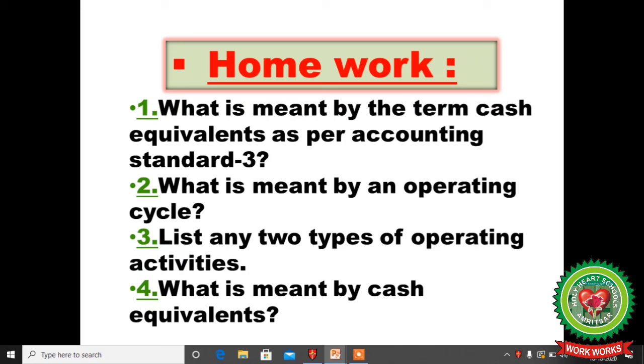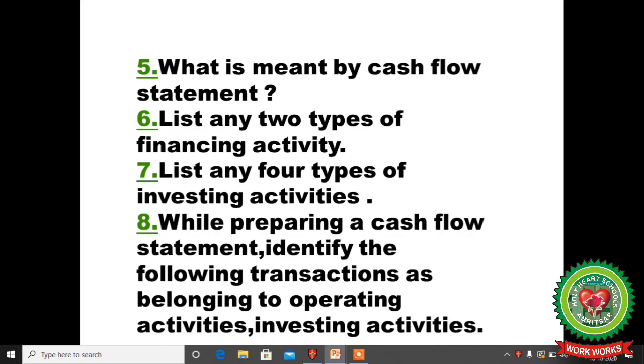What is meant by the term cash equivalent as per Accounting Standard 3? What is meant by an operating cycle? List any two types of operating activities. What is meant by cash equivalents? What is meant by cash flow statement? List any two types of financing activity. List any four types of investing activities.